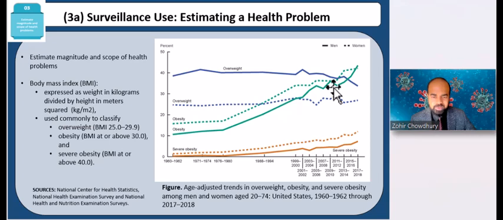severe overweight. So in here, this is expressed as BMI, and BMI is weight in kilograms divided by height in meters squared. And this is the common measure to classify obesity and overweight. Overweight is defined as a BMI of 25 to 29.9. Obesity BMI is above 30, and severe obesity BMI is above 40.